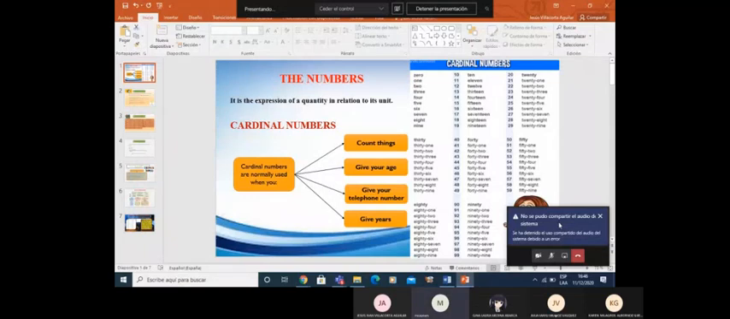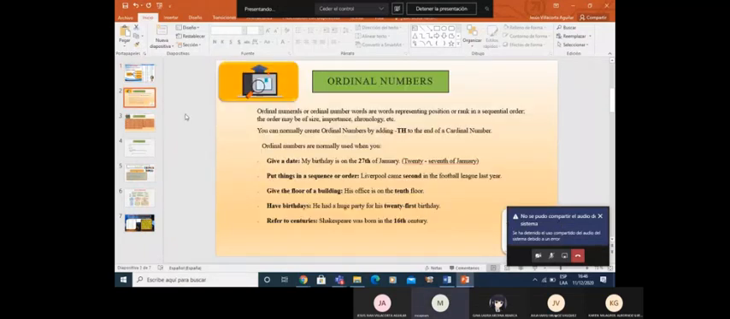Ordinal numbers. Ordinal number words are words representing the position or rank. The order may be importance, chronology, size, etc. Ordinal numbers are normally used when you give a date. For example, my birthday is on the 27th of January.